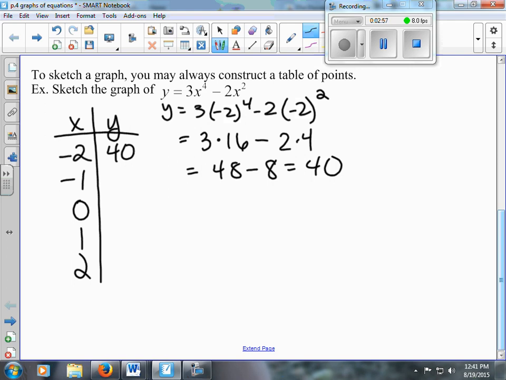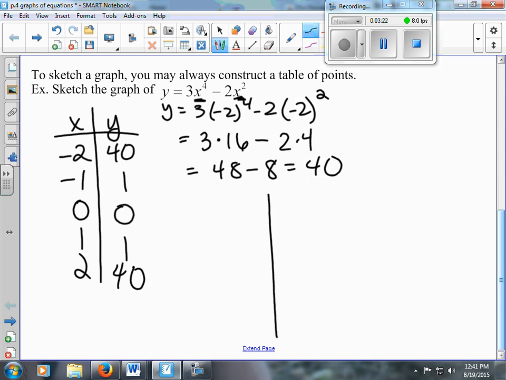Moving on, let's do negative 1. I'm going to go ahead and do this one in my head. I know that negative 1 to the 4th is 1, and negative 1 squared is also 1. So then that would be 3 minus 2, which is 1. 0, I can also plug in my head. That's simply 0. 1, if I plug 1 in, I also get 1. And if I plug 2 in, I'm going to get 40 again. And you can check that out if you'd like.